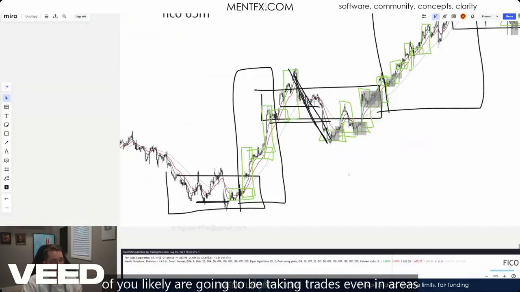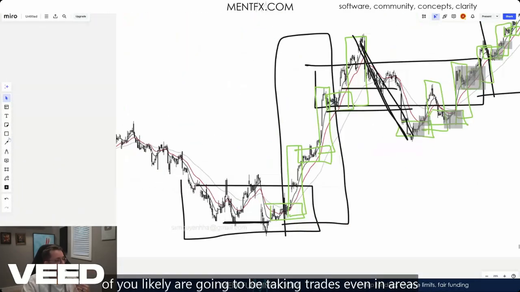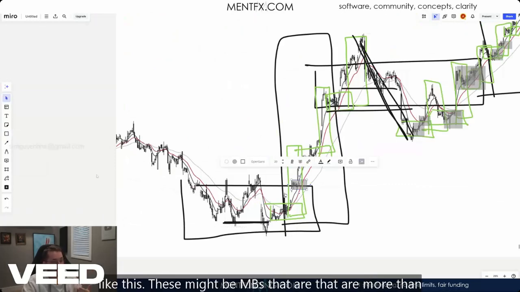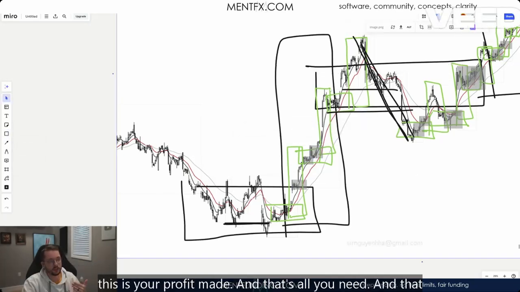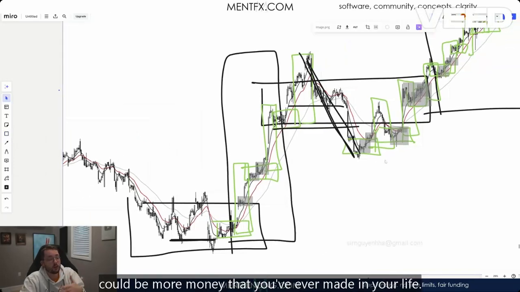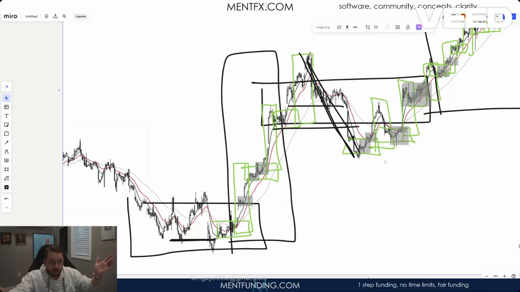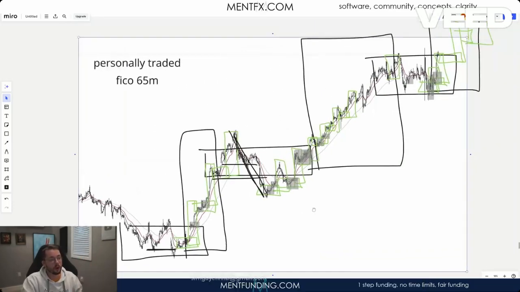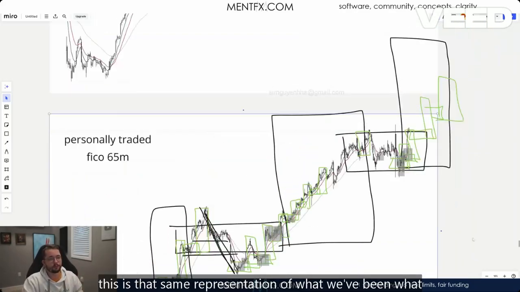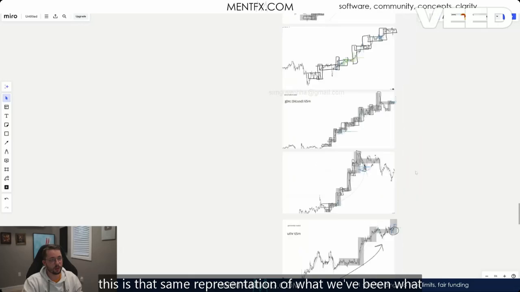1 to 2, right? Some of you likely are going to be taking trades even in areas like this. These might be MBs that are more than certain and good in your system where you take them, and this is your profit made, and that's all you need. And that could be more money than you've ever made in your life, right? And you're going to learn how to do that and how to scale your accounts and actually do that. But nonetheless, this is that same representation of what we've been talking about.